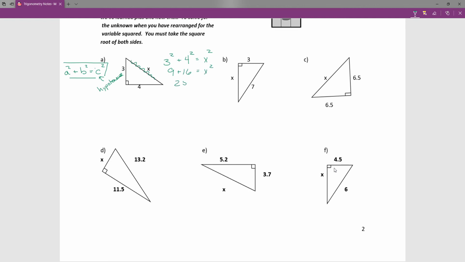It is 25, but I haven't solved for x. I have solved for x squared. That's what this is talking about up here. You have to take the square root of both sides. So we talked about this in chapter 9 with the radicals.